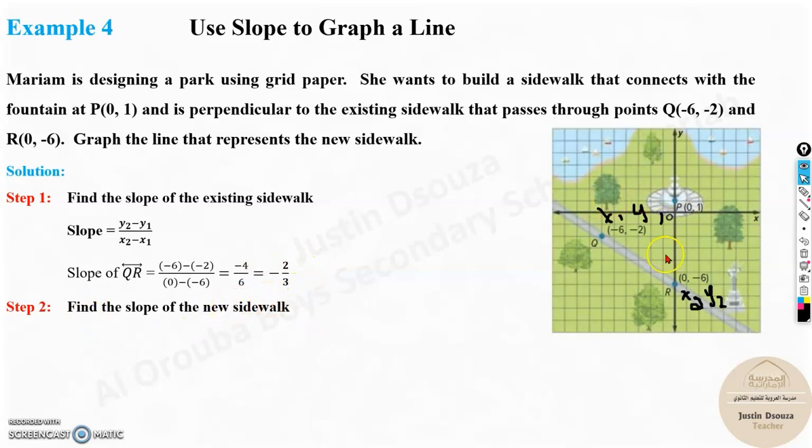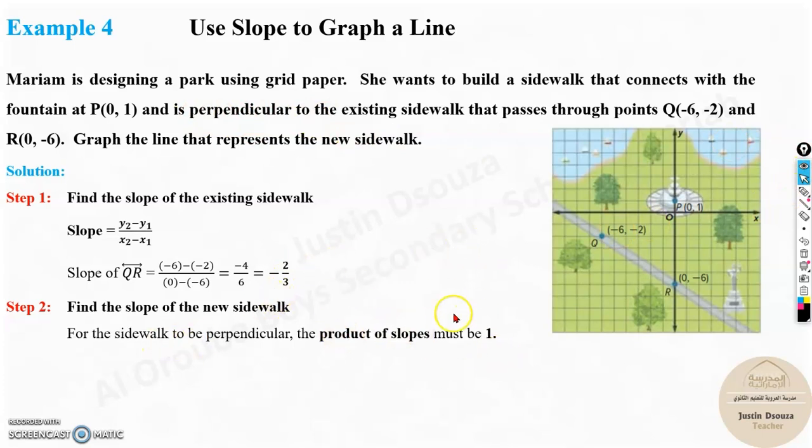What next? Find the slope of the new sidewalk. Now we know that it must be perpendicular. So what do we know about perpendicular lines? If there are perpendicular lines, when we multiply the slopes, they will be -1. I'm so sorry, this must be -1. I missed out the negative sign. I will change it in a while.